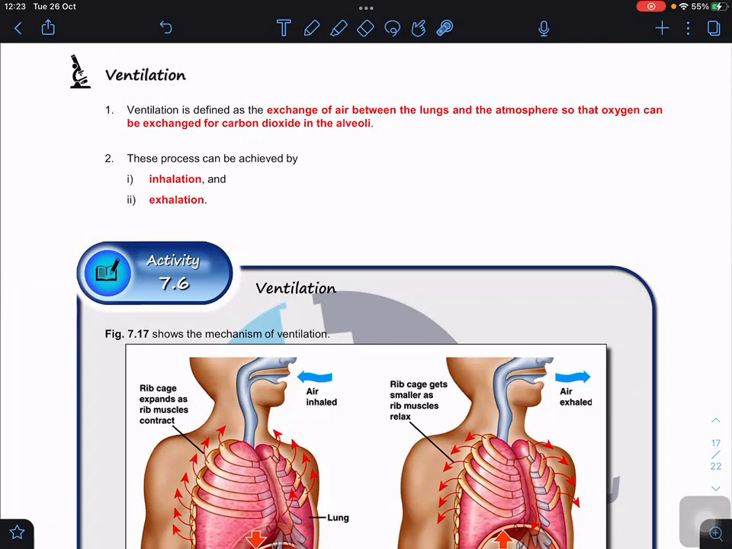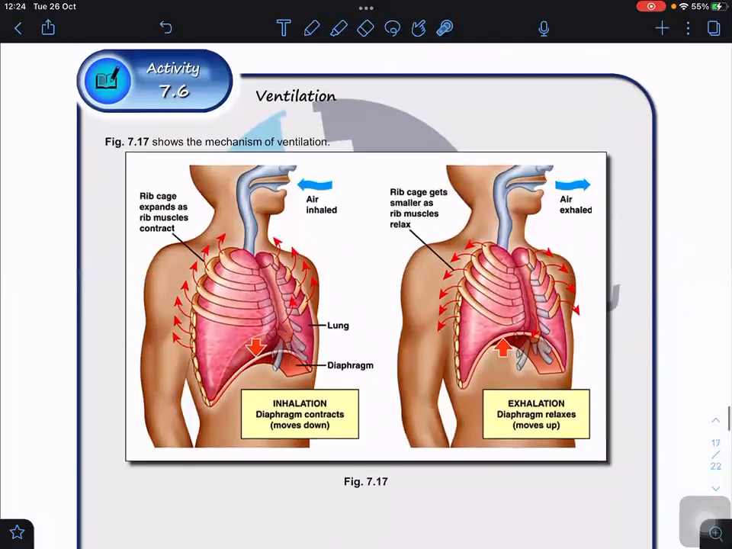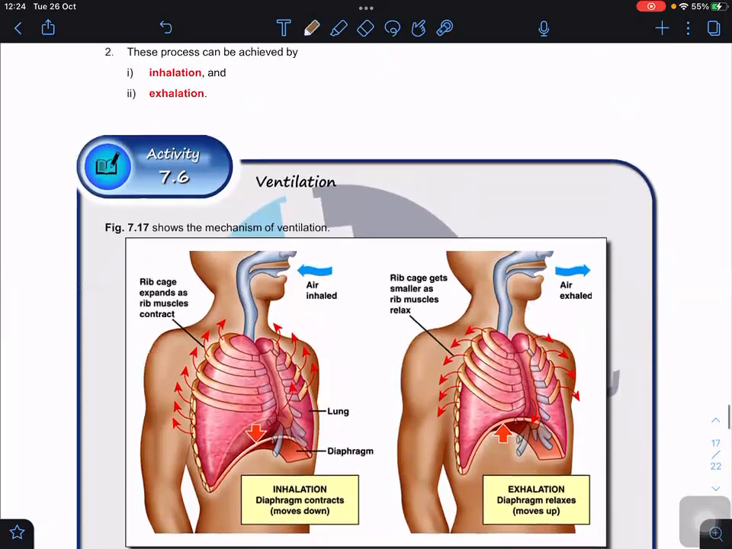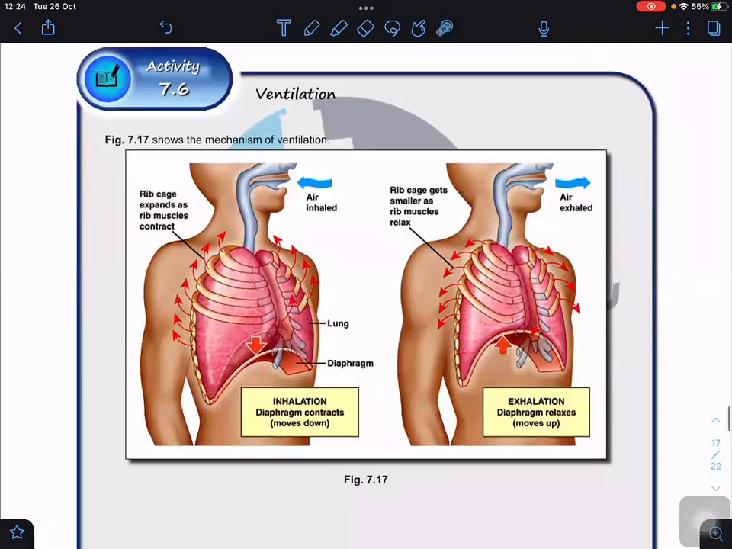So what is the process? In order to achieve this ventilation, we must have inhalation and exhalation. So what is the mechanism of ventilation in our body? Okay, very simple thing here. It depends on the pressure change.